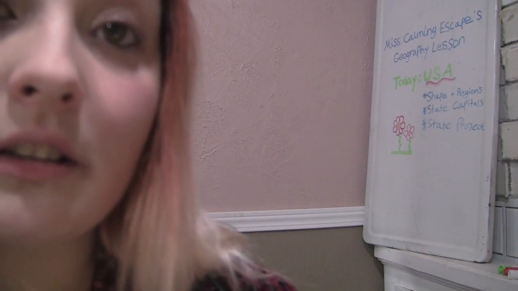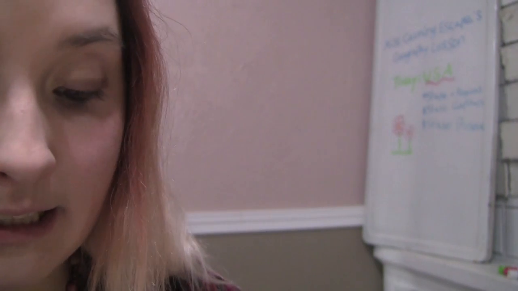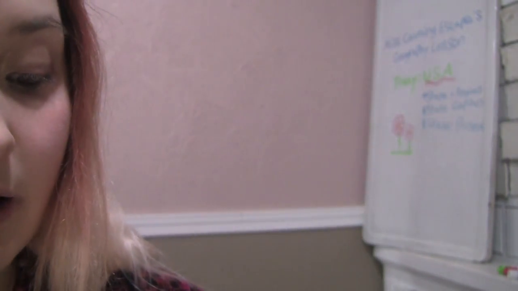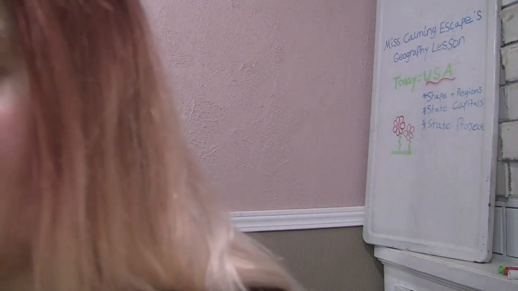Delaware is Dover. Florida is Tallahassee. Georgia is Atlanta. Hawaii is Honolulu. Idaho is Boise. Illinois is Springfield. Indiana is Indianapolis. Iowa is Des Moines. Kansas is Topeka. Kentucky is Frankfort. Louisiana is Baton Rouge. Maine is Augusta. Maryland is Annapolis.